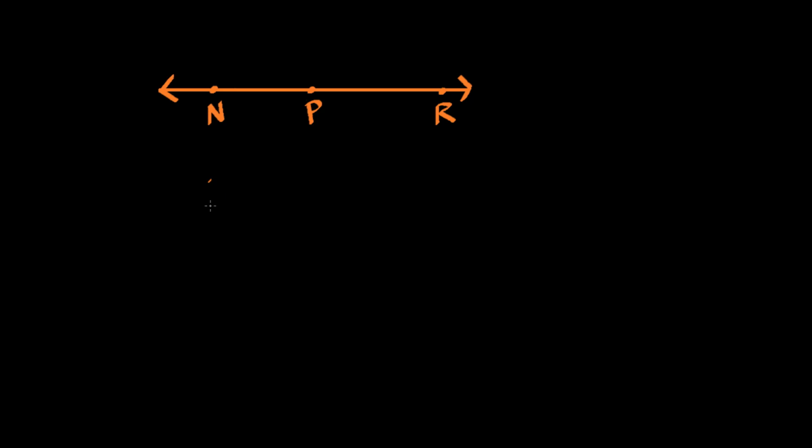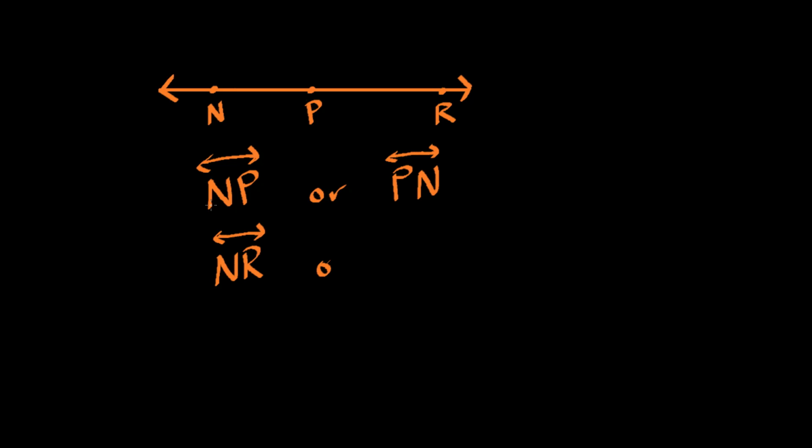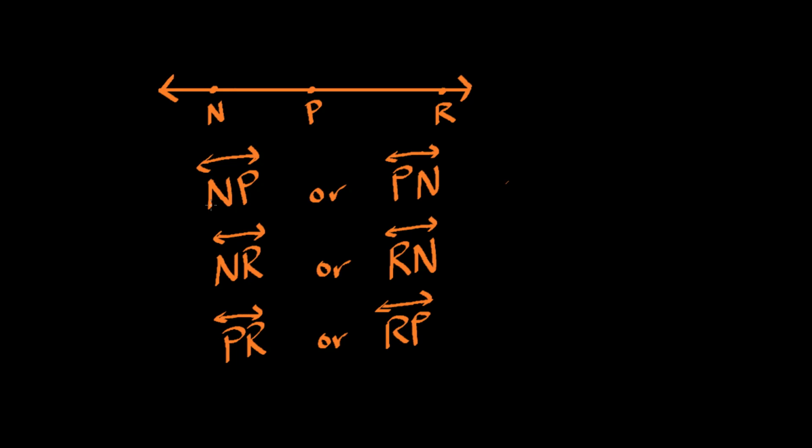We can name this line NP with a line symbol above it, or PN with a line symbol above it. We could also use different letters such as NR with a line symbol above it, or the reverse, RN with a line symbol. Lastly, we could use PR with a line symbol, or RP. These are all the examples of the correct ways to name this line. The line symbol above the 2 letters symbolizes that the line goes on and on forever in both directions and contains these 2 points.